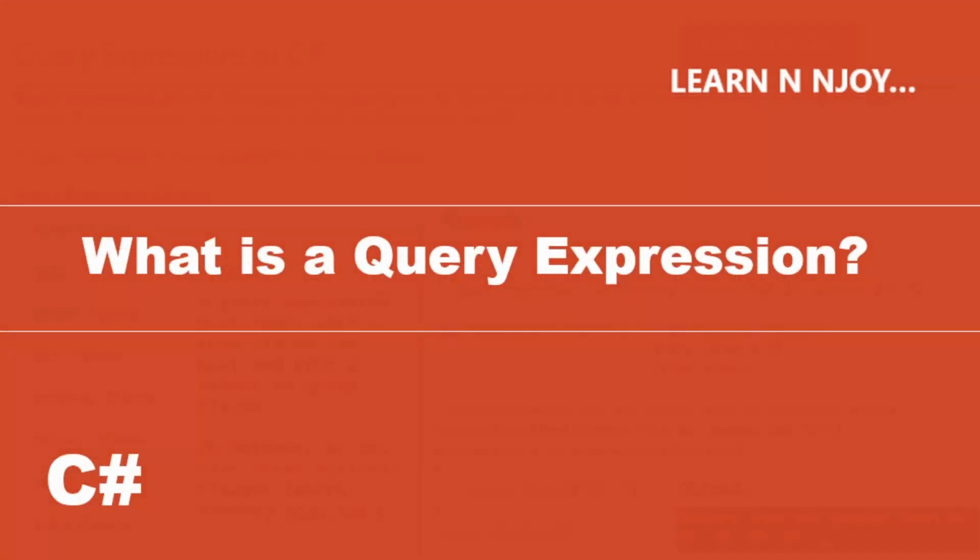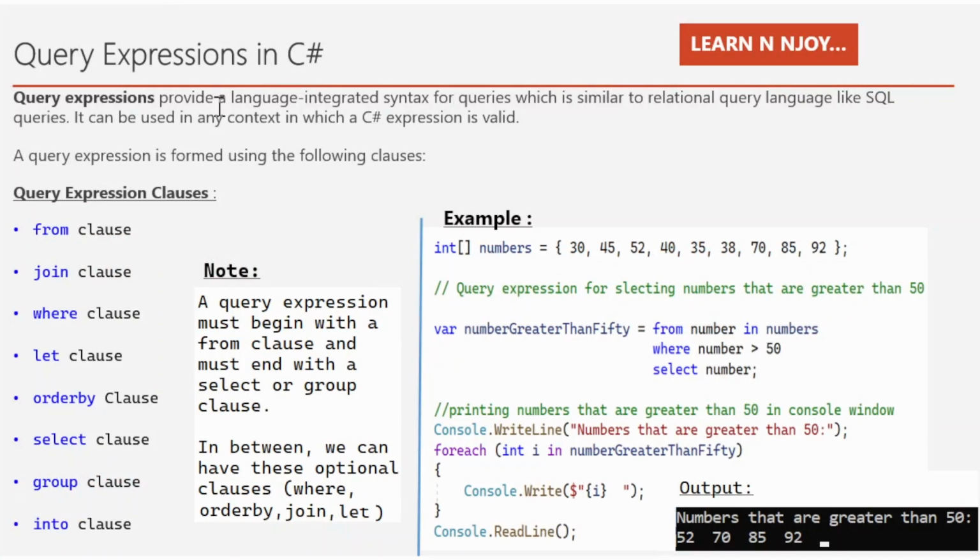What's a query expression? Query expressions in C# provide a language integrated syntax for queries, which is similar to relational query languages like SQL queries. It can be used in any context in which a C# expression is valid, right? So what does it mean? It means that whenever we want to write SQL type of queries in C# language, we can use query expression. Very simple, right? Now we understood what query expressions are.